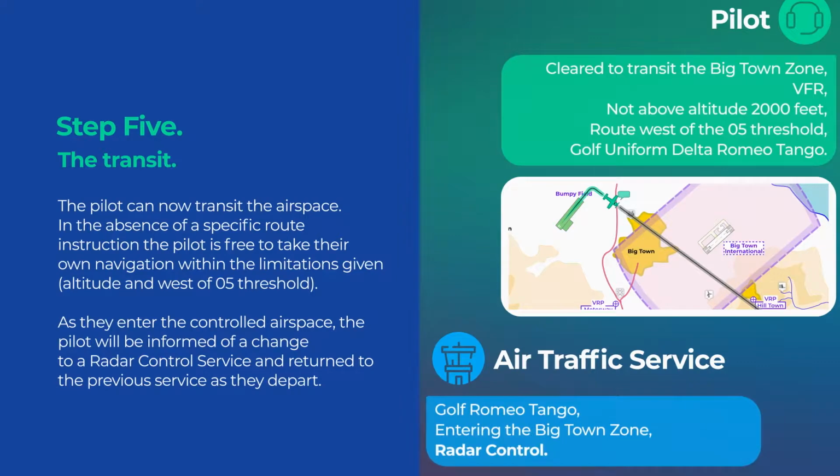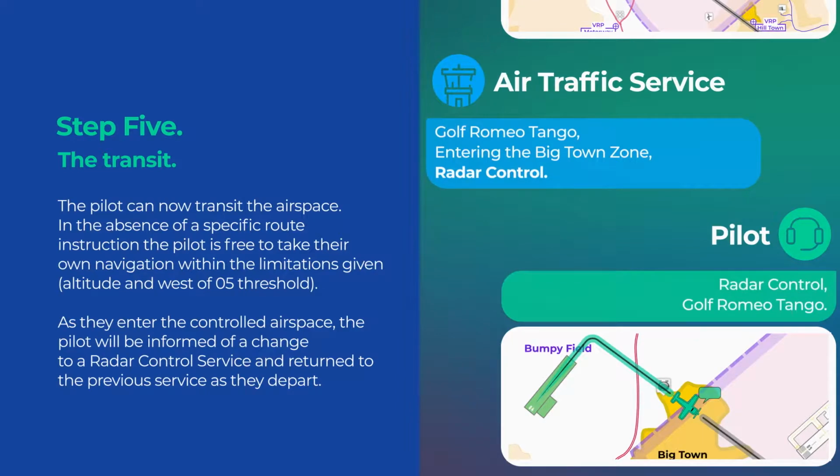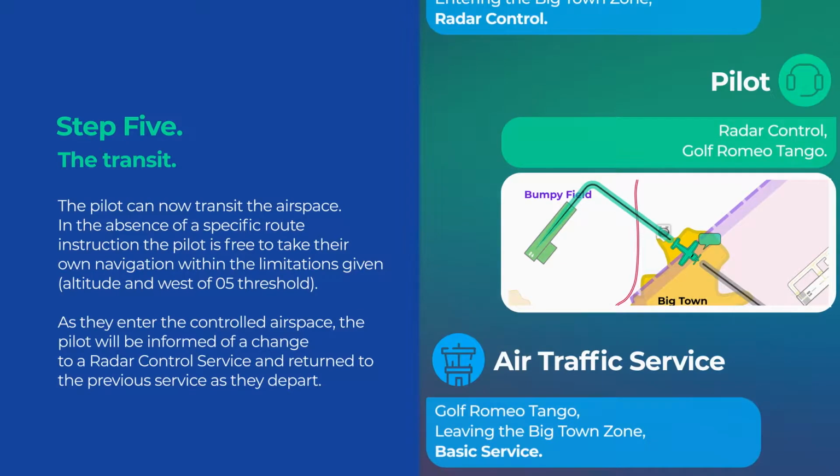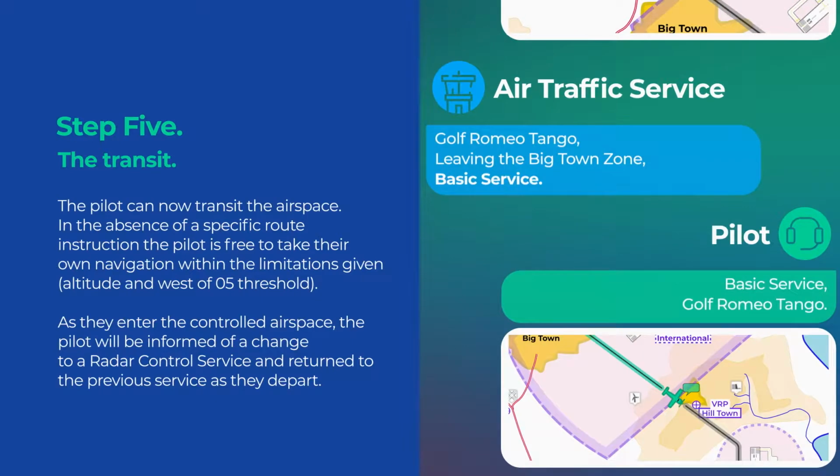Golf Romeo Tango, entering the Big Town zone, radar control. Radar control, Golf Romeo Tango. Golf Romeo Tango, leaving the Big Town zone, basic service. Basic service, Golf Romeo Tango.